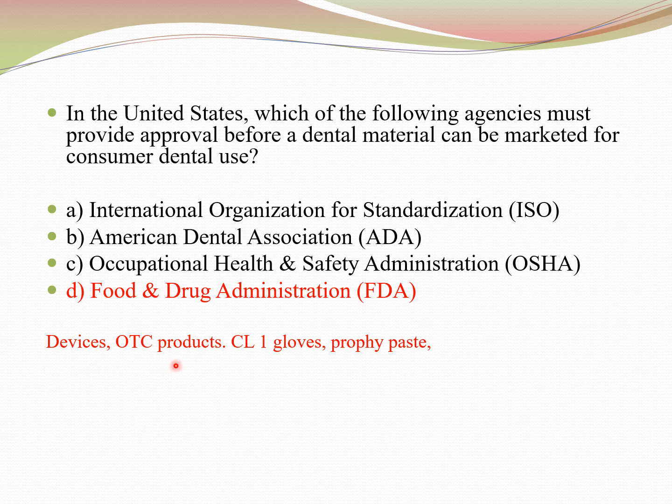Devices, over-the-counter products, Class 1 type, or what are called Class 1 materials, such as gloves and prophy pastes. Class 2 are amalgams. Class 3 would be implants and bone grafting materials.